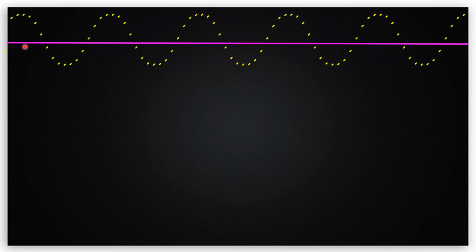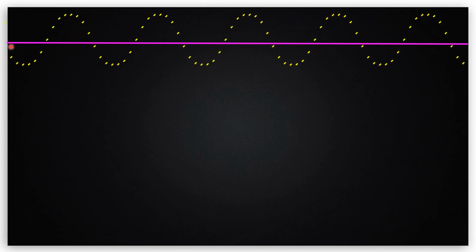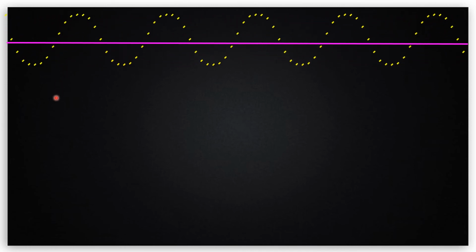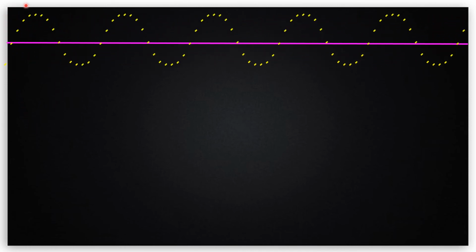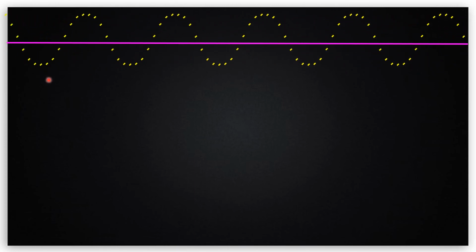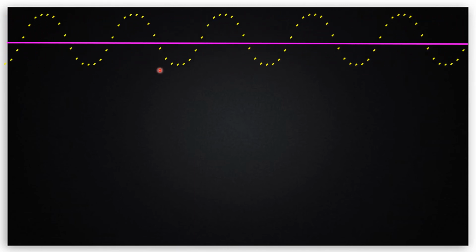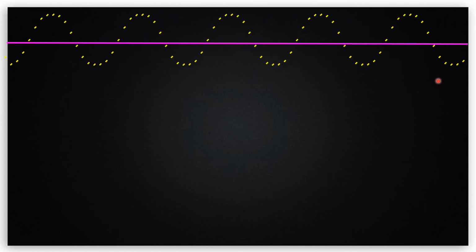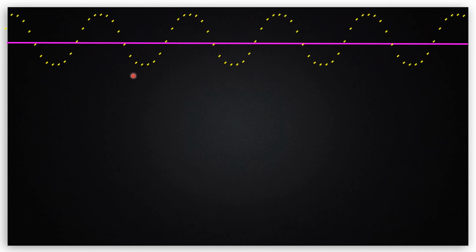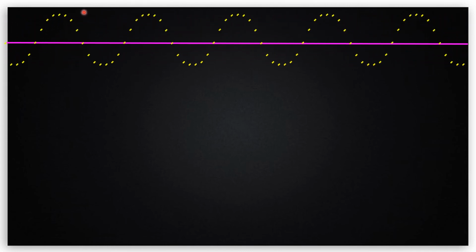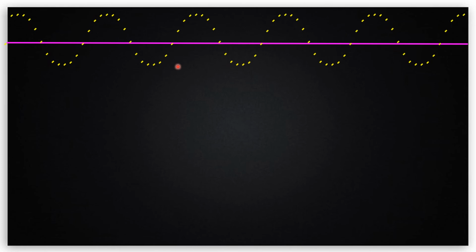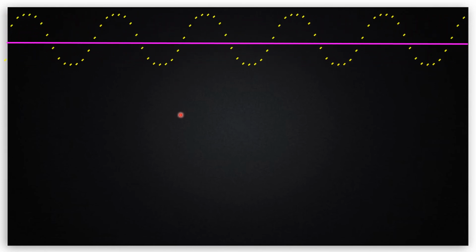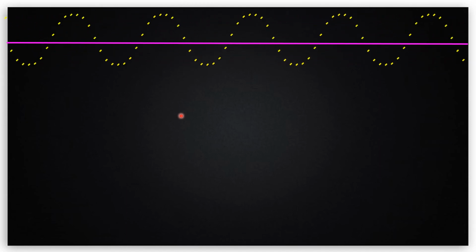This line shows the rope when it was at rest. When waves are formed in the rope, it appears like this. So waves are moving from left to right. This wave is moving from left to right. Okay, you know the wavelength: the distance between two consecutive crests or two consecutive troughs is called wavelength. I already told you about this.